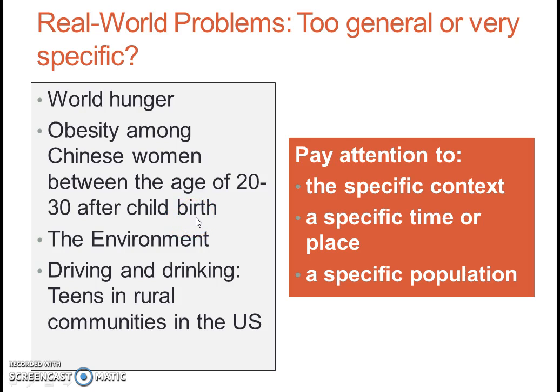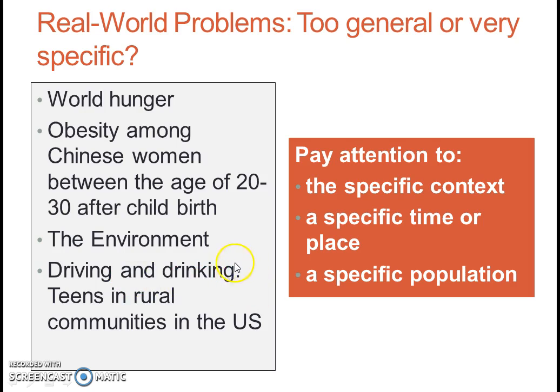So we can very easily begin to say, okay, maybe all of those egg rolls when they're between 20 and 30 are putting on weight, or whatever it may be. Again, the environment, it's like world hunger. It's too big. Driving and drinking.